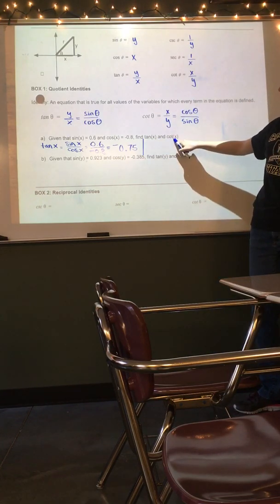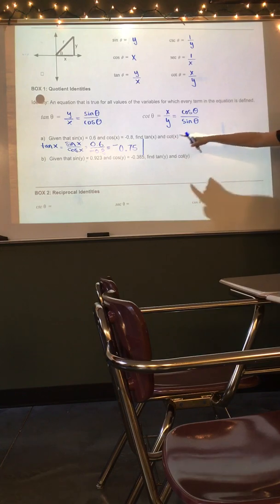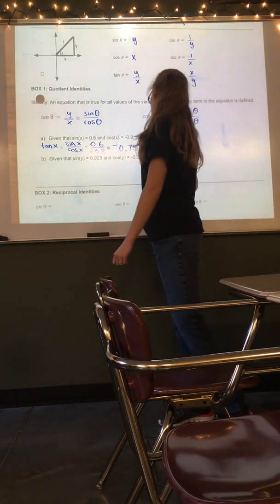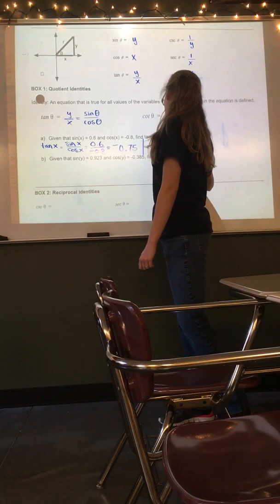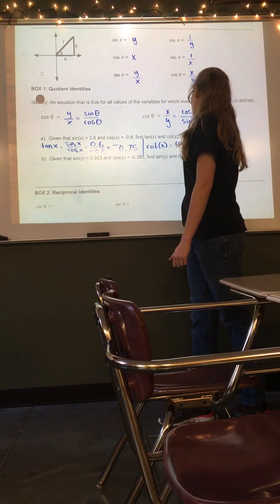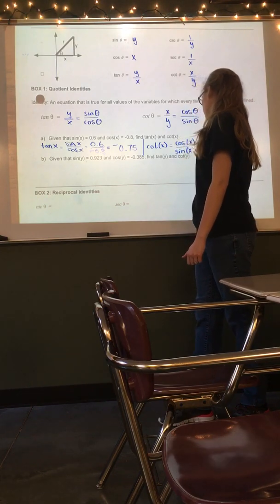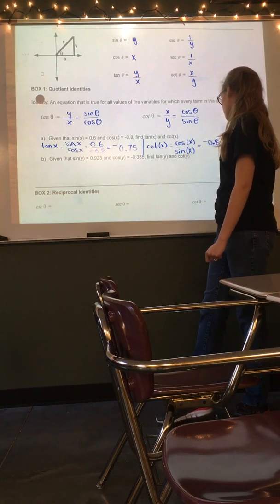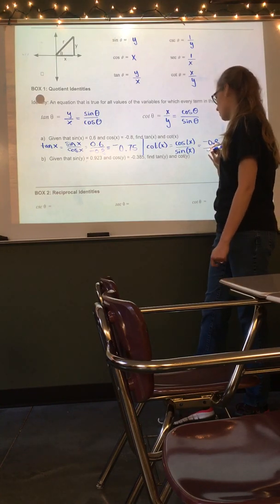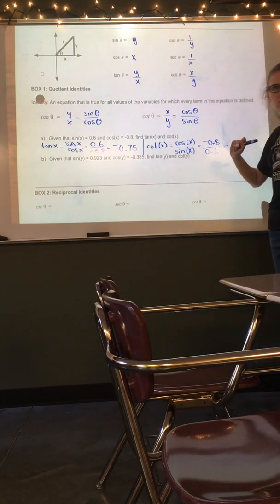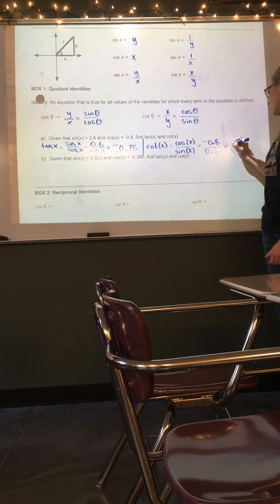It's also asking for cotangent, which is cosine over sine. So cotangent of x is equal to cosine over sine. We're given that cosine is negative 0.8, and we're given that sine is positive 0.6. If you divide those, it is negative 1.33.